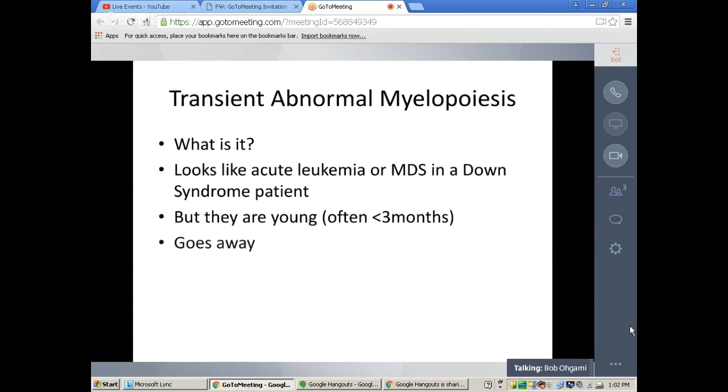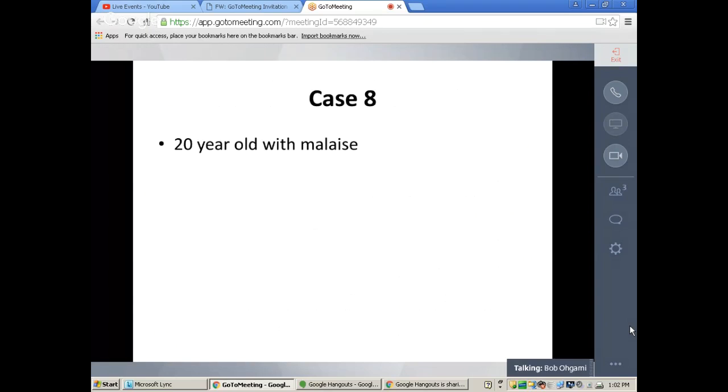And it's going to go away, right? The clinicians, the pediatricians, are very aware of this, so you don't want to treat it, you want to let it go on its own. So, case number 8, a 20-year-old with delayed... this is the last one.